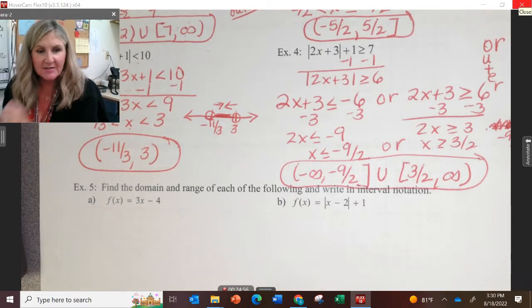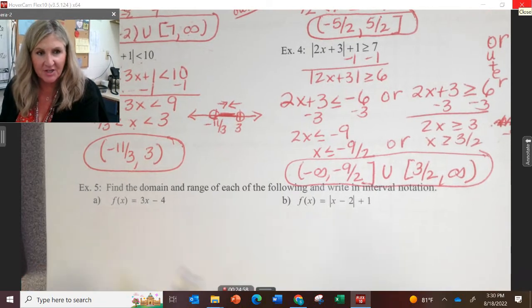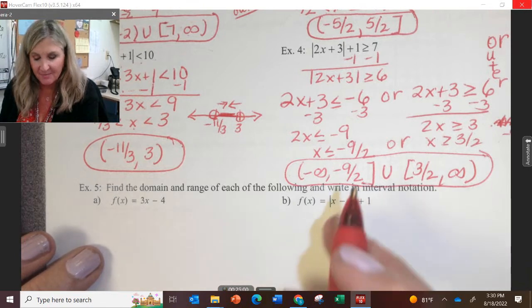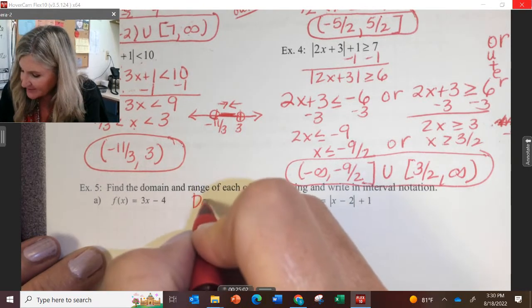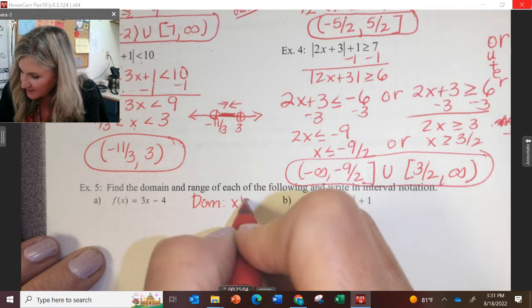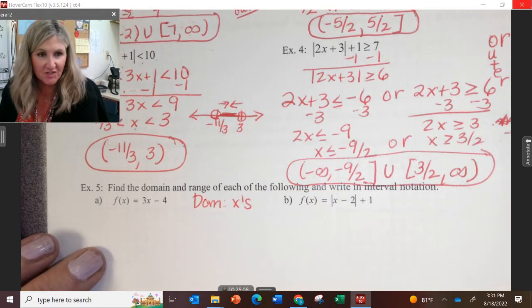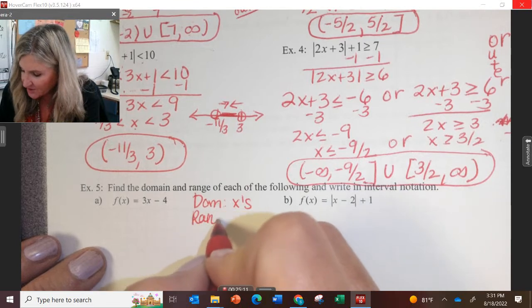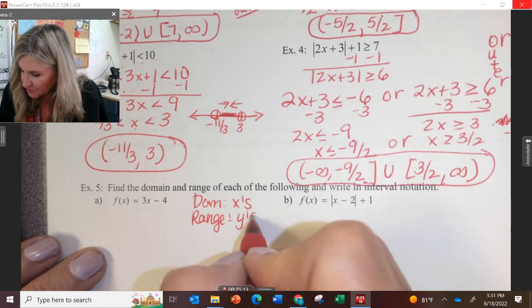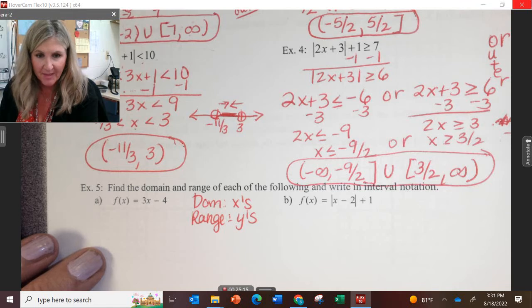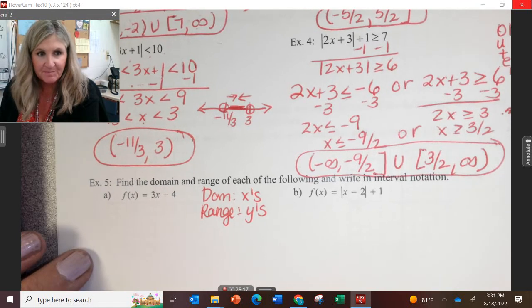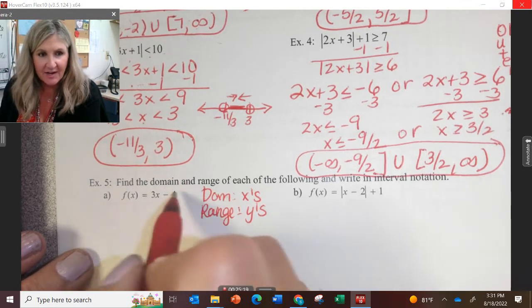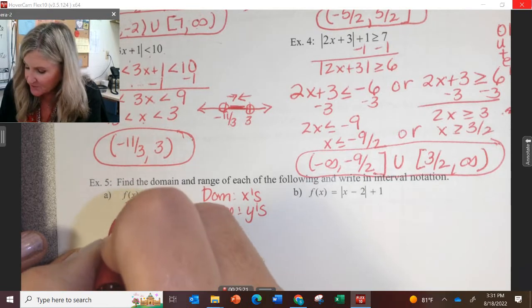Okay, guys, last thing we're going to talk about is domain and range and using interval notation on that. Domain is the x's that we use when we graph the function. What x's can we use when we graph the function? The range is the y's we can use when we graph the function. Domain and range. I need to think of what kind of function this is. f of x just means y.